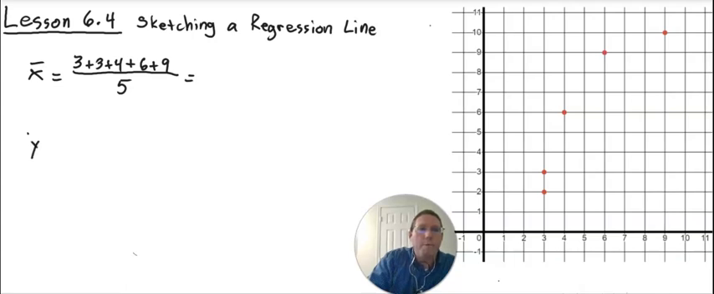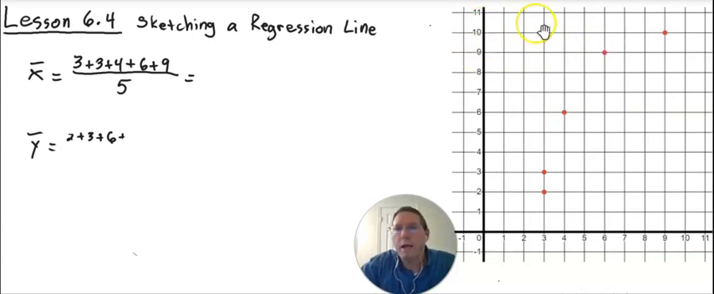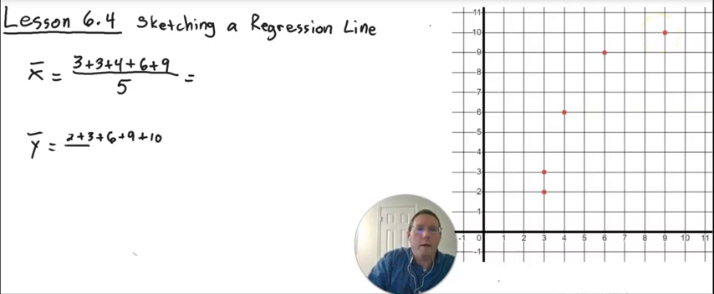And then for y bar, we're going to do something very similar, only along the y-axis. We've got a 2, and a 3, and a 6, then a 9 and then a 10. Then we're going to divide that whole thing by 5, okay? So we're going to do the same thing with both of them.